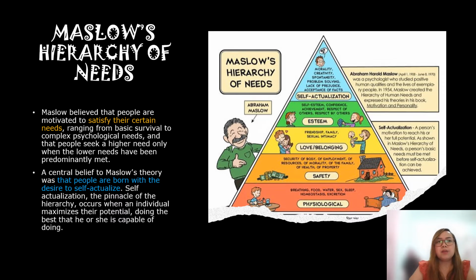So for Maslow, he believed that people are motivated to satisfy certain needs, ranging from basic survival to complex psychological needs, and people seek a higher need only when the lower needs have been predominantly met, which, as we know, goes from the physiological needs up to self-actualization. The central belief of Maslow's theory is that people are born with a desire to self-actualize. This is actually very familiar for every one of us. And everyone, for him, is capable of doing the maximum capacity of every individual.